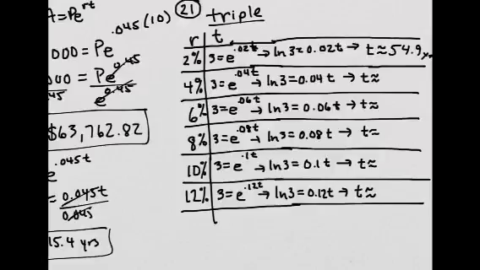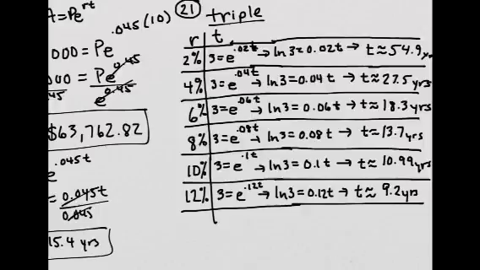And for the next one, I went ahead and divided each natural log of 3 by the coefficient of t in each case. This is what I got: 27.5 years, 18.3, 13.7. Well, I could have put 11 right here, right? And then 9.2.